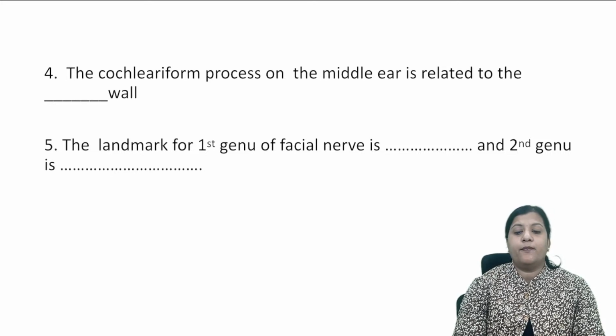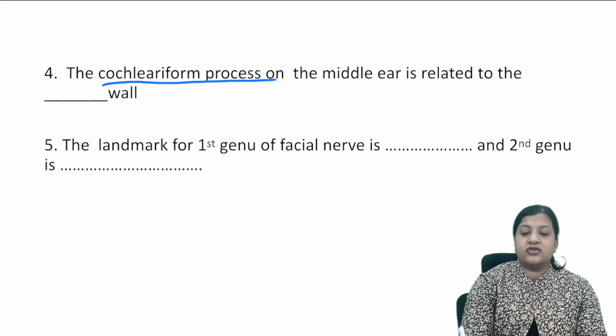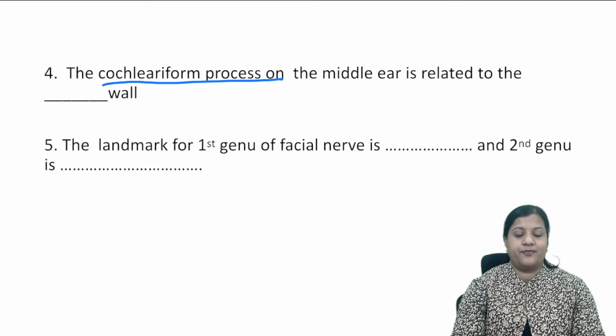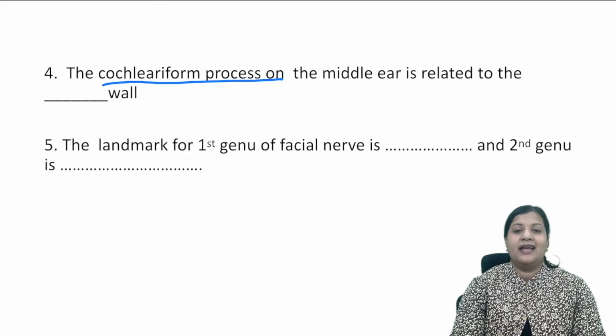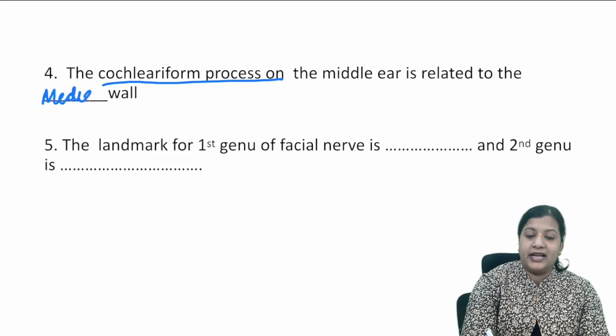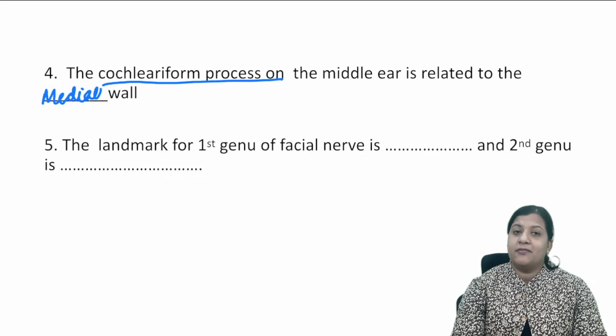The cochleariform process in the middle ear is related to which wall? I'm waiting for your answers. The cochleariform process is a projection on the medial wall of the middle ear. Usually you get confused with the pyramid. The pyramid is on the posterior wall. The cochleariform process is on the medial wall.